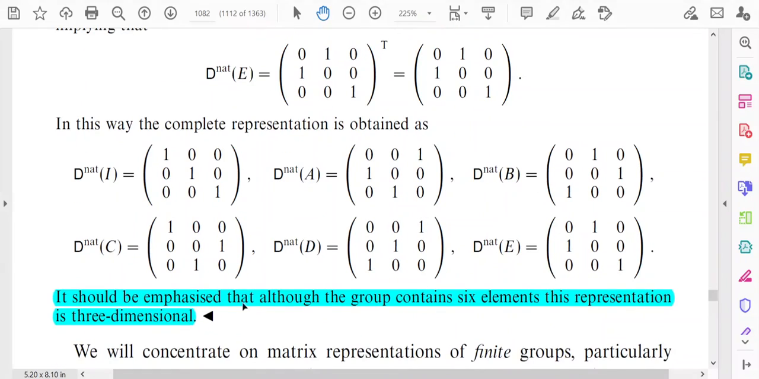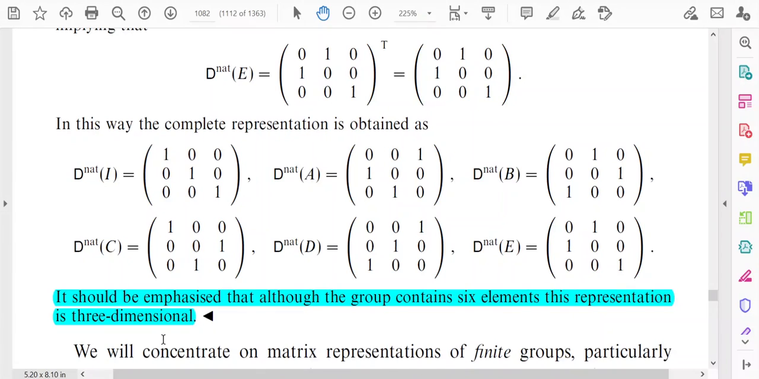It should be emphasized that although the group contains 6 elements, this representation is 3-dimensional. So this is the most important fact here. Please remember that in our earlier lecture we discussed the representative matrices for the permutation group. In that case, there were a total of 6 elements, and the order of the representative matrix for that permutation group is 6 by 6.